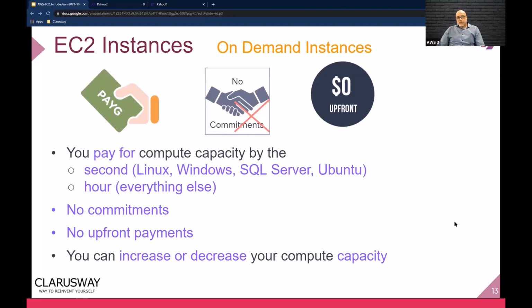There are no commitments. Whether you're paying by the second or by the hour, you can use it for a day, for 15 days, for 30 days, for however long you want. And you don't have to pay anything up front. You get billed at the end of the month, and that's when you pay. And again, I want to emphasize that you can increase or decrease your compute capacity whenever you need to.